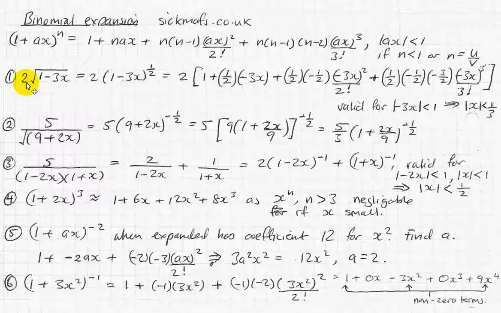Here's number 1. If I've got 2 root 1 minus 3x, that can be converted so it looks a bit like this with a power, because square root turns into power half. So now I've got 2 brackets 1 minus 3x to the half. I'm happy to start using this now, because as long as I've got a 1 in the front, this method works. So how does it expand?